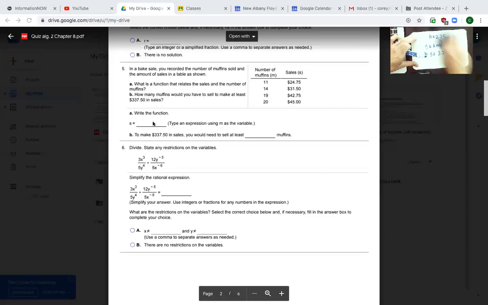So going off that first part, we would want to solve this equation right here. So 337.5 gets subbed in for S, and then on the other side of our equation, we have 2.25 times M. So just divide here, 337.5 divided by 2.25, and we get 150. So part B would be at least 150 muffins.